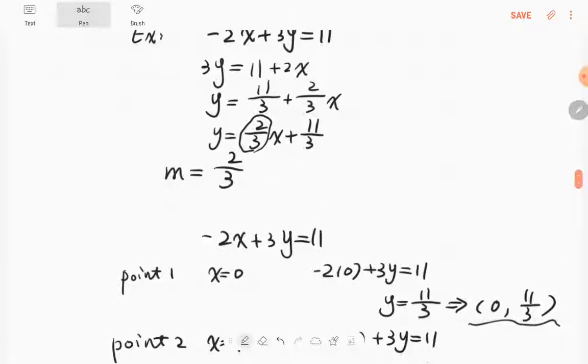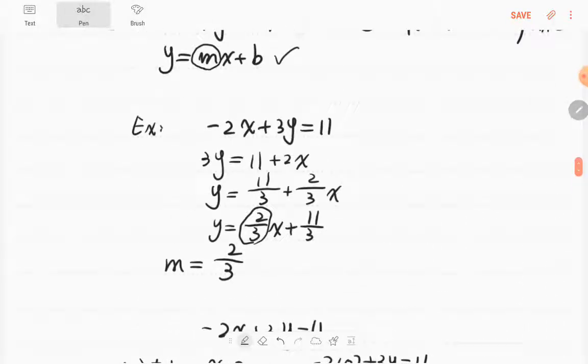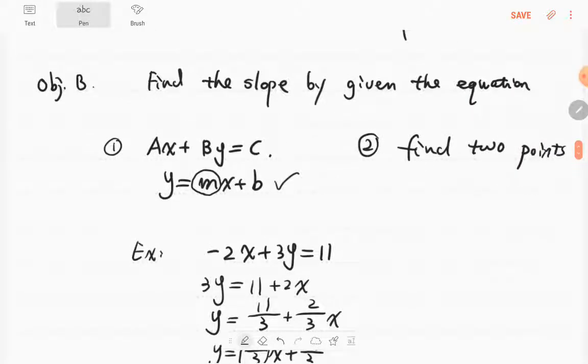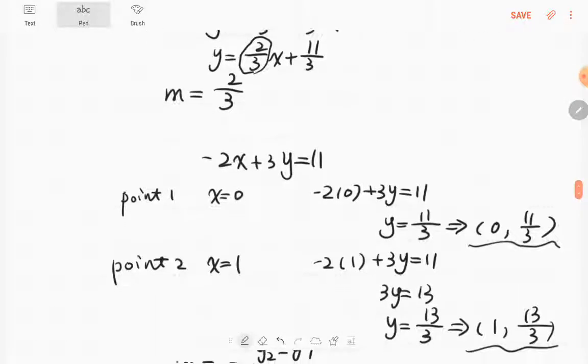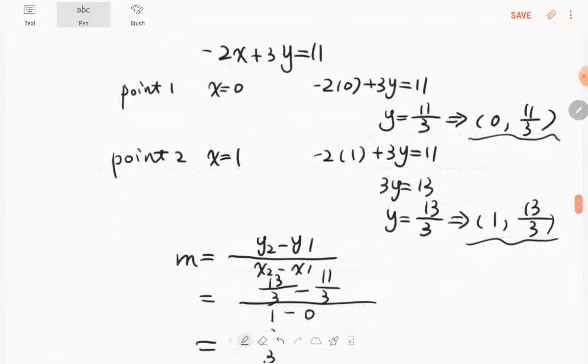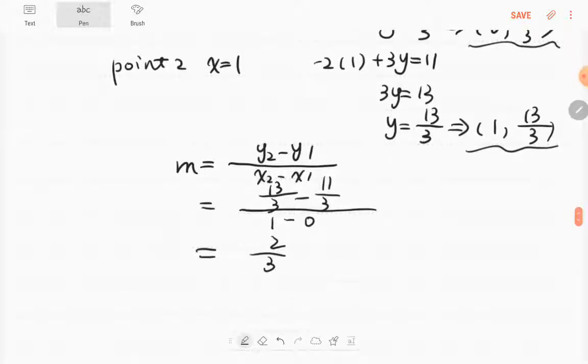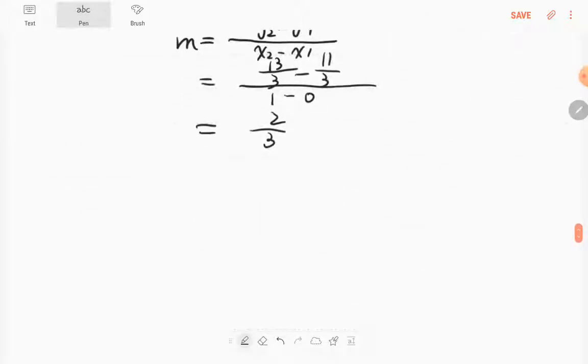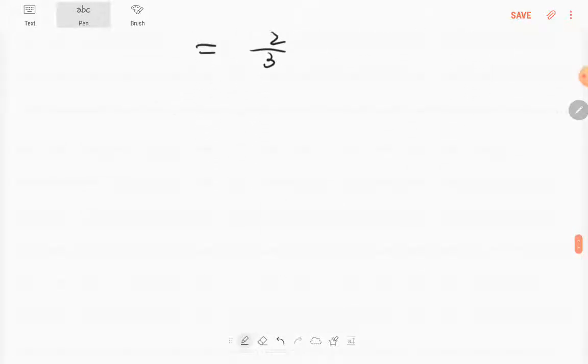The second way is just find the 2 points based on the equation. So we can randomly pick 2 points. After we find these 2 ordered pairs, make sure you use this equation, y2 minus y1 over x2 minus x1 to get the slope. So that's the second objective.